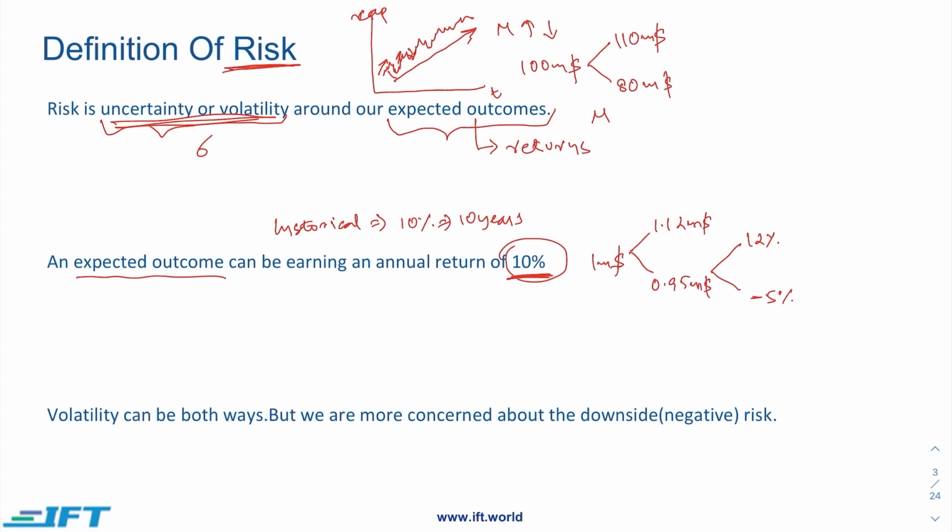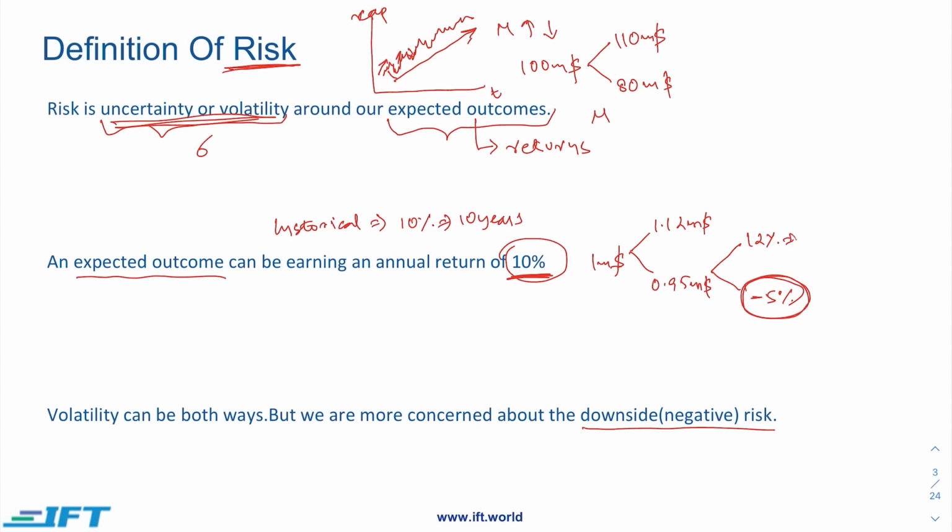So there's an upside risk and there's a downside risk. So volatility can go both ways. It can be positive and it can be negative. But as a risk manager, we are more concerned about the downside risk. We are more concerned about knowing what is the possibility and what are the options that we have to be able to avoid this scenario.